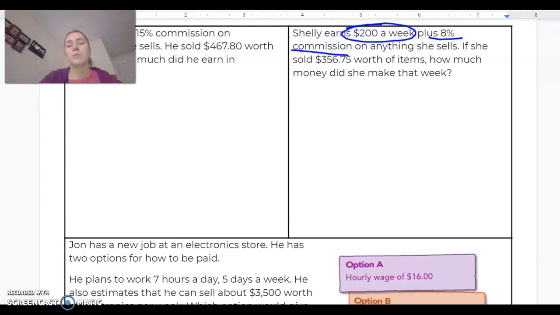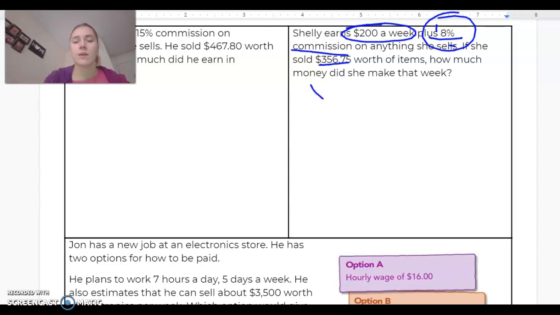So that 8% commission, or sorry, I said dollars. I meant 8% here. That 8% is based on each item. So it's 8% per item sold. Okay? So she has sold $356.75 worth of items. How much money did she make in total that week? Okay? How much money did she make?